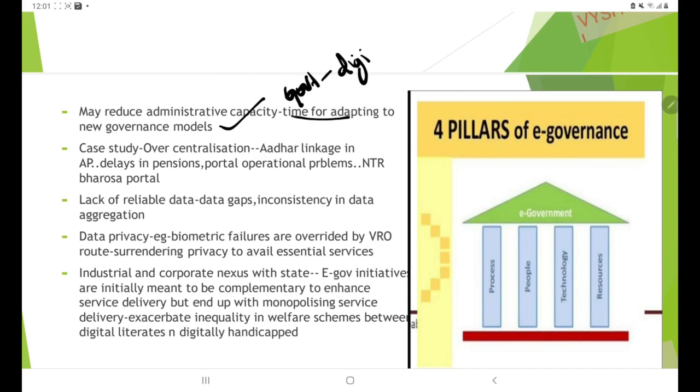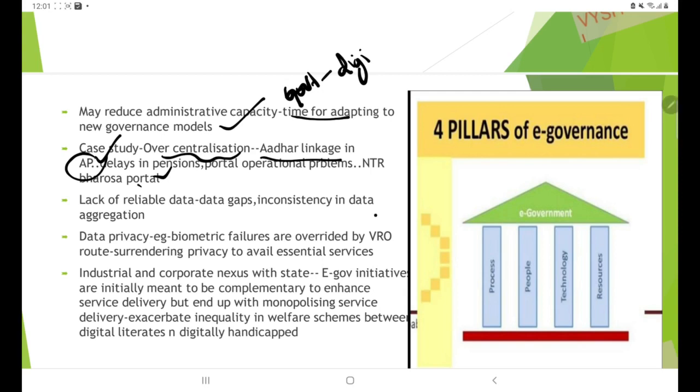Then here you can quote a case study of Aadhaar linkage in Andhra Pradesh. There was over-centralization, so there were delays in pensions and the portal was not operating properly. That is one case study which you can quote with respect to the challenges of e-governance.